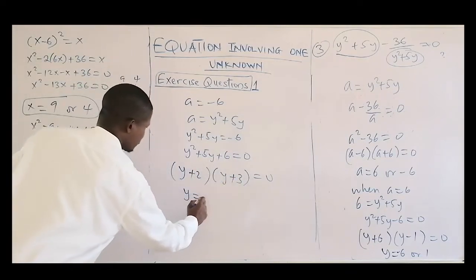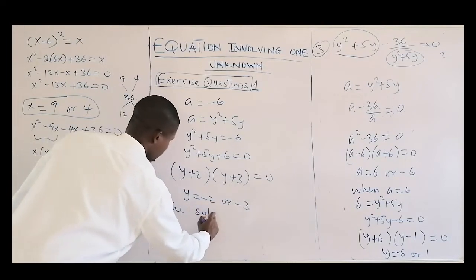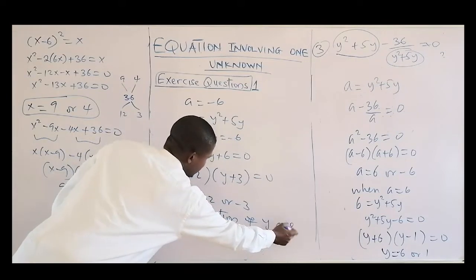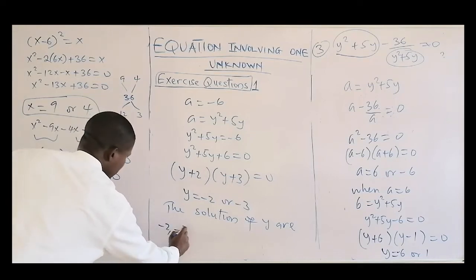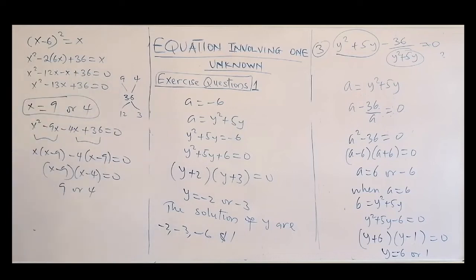So y is equal to what? Minus 2 or minus 3. So the solutions of y are, just try to do the arrangement, minus 3, minus 2, minus 3, minus 6, and 1. So these are the solutions.